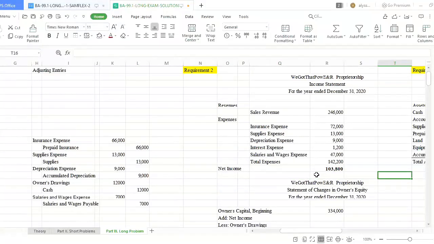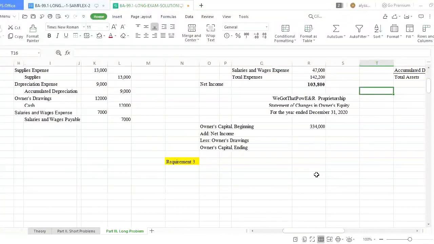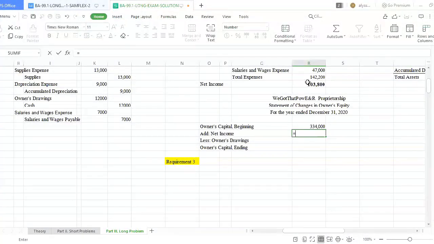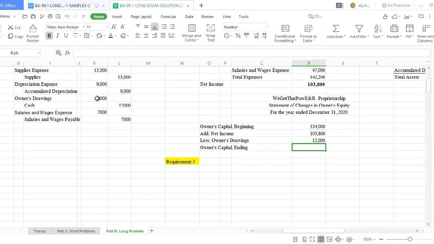Next, let's go to the second requirement: the statement of changes in owner's equity. Owner's capital beginning, we got from the statement of financial position. Here, owner's capital is 334. And then we'll add the net income. We know that the net income is 103,800. Then less the owner's drawing, which we recorded here as 12,000. So to get the owner's capital ending, we just add the beginning and the net income and then less the owner's drawing. So that's 425,800. That's for requirement 2.